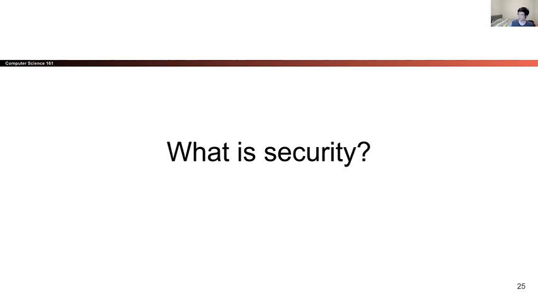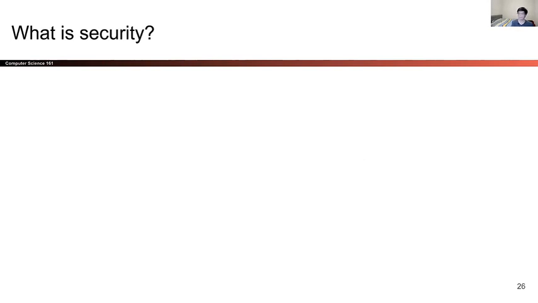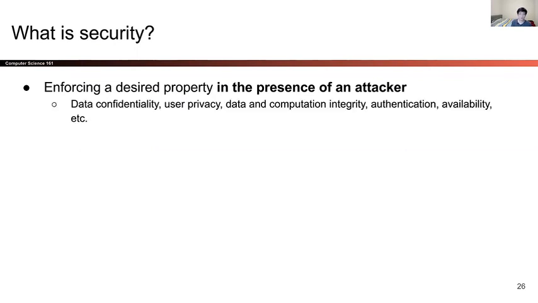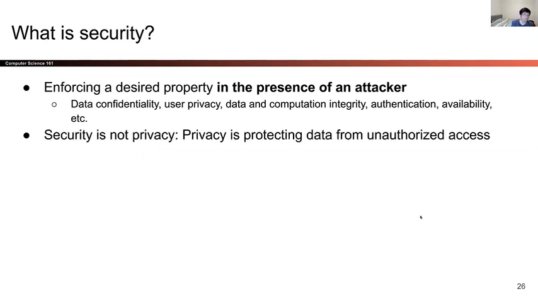We're going to be learning this for the next 8 weeks. We might as well figure out what it is in the first place. Security is enforcing a desired property in the presence of an attacker. This differs from other courses you might have taken, where we're just concerned about doing it correctly and doing it efficiently. Now we have an attacker that we have to deal with. You might imagine this includes confidentiality of data, so making sure data doesn't get read, and making sure that things aren't tampered with, integrity, and so on and so forth.